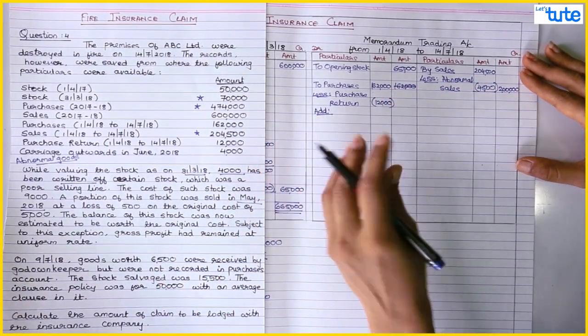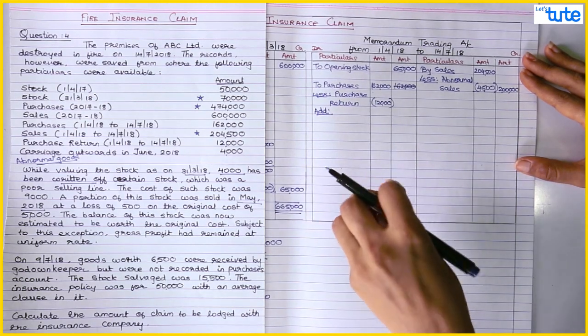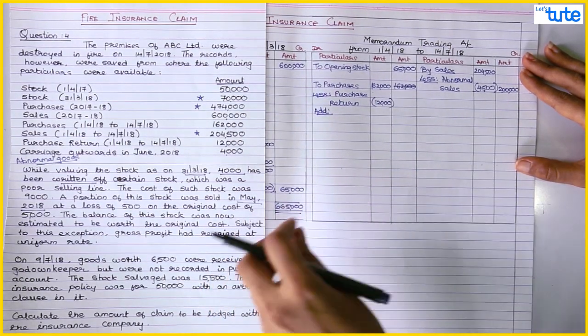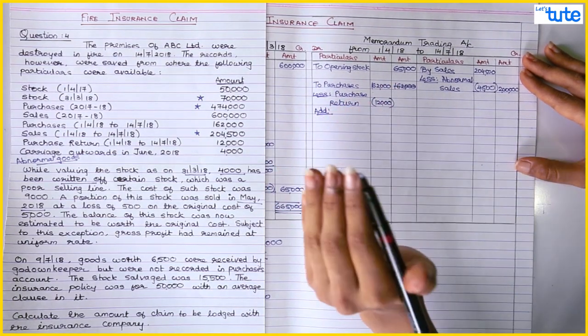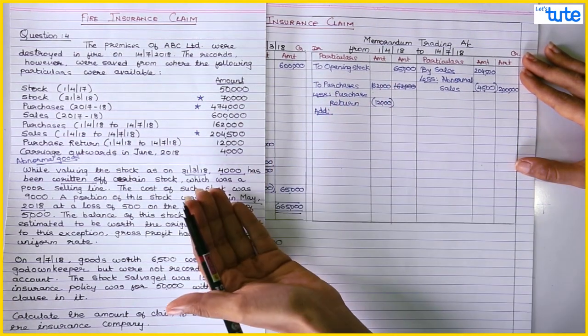For example, if you had purchased some goods and those goods are not yet received in your godown and you have not recorded them in the purchases, then there is no adjustment required, because the goods are not received in your godown.